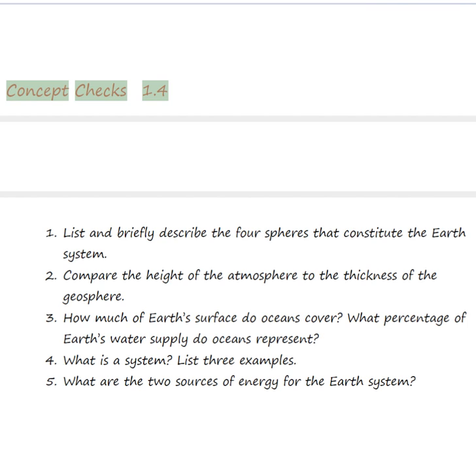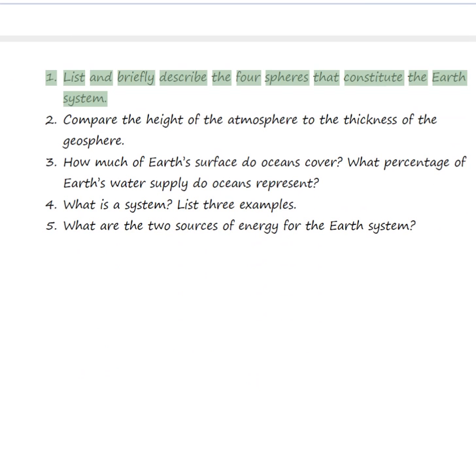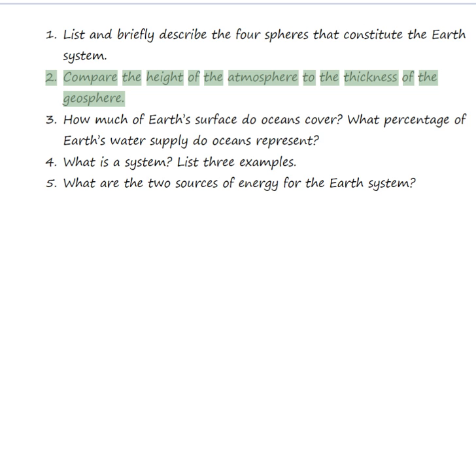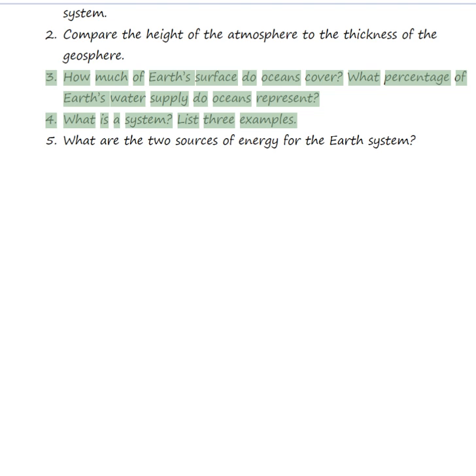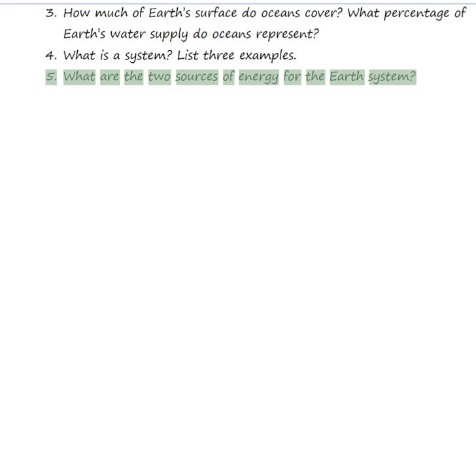Concept checks 1.4. 1. List and briefly describe the 4 spheres that constitute the Earth system. 2. Compare the height of the atmosphere to the thickness of the geosphere. 3. How much of Earth's surface do oceans cover? What percentage of Earth's water supply do oceans represent? 4. What is a system? List 3 examples. 5. What are the 2 sources of energy for the Earth system?